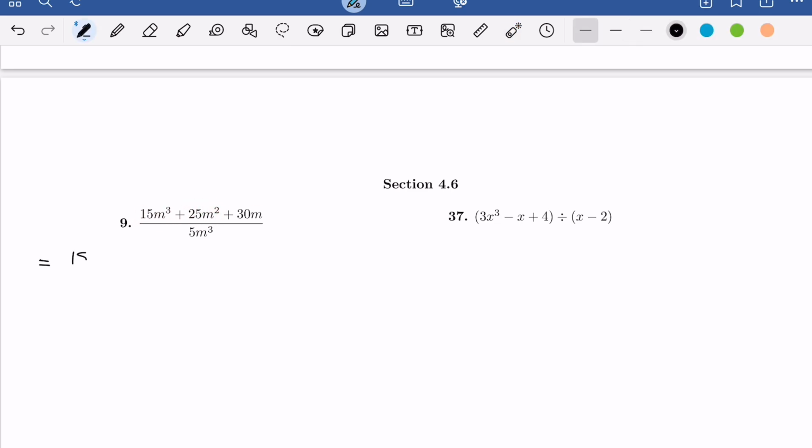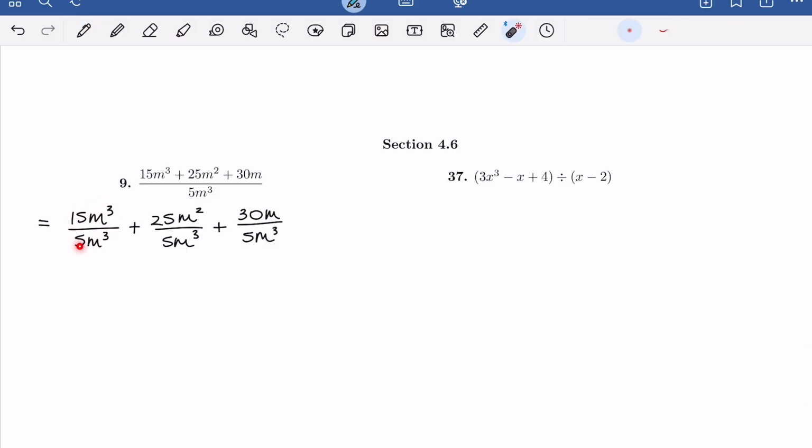What we have is 15m cubed being divided by 5m cubed. Then our second term, 25m squared, is also being divided by 5m cubed. And lastly, 30m is also being divided by 5m cubed. So what we can go ahead and do is simplify each of these terms. 15 divided by 5 is going to give us a 3. And then we have m cubed divided by m cubed. That's just going to give us a 1 here. So this first term just reduces to 3. Now this next term here, we have 25 divided by 5. So it's going to give us a coefficient of 5.